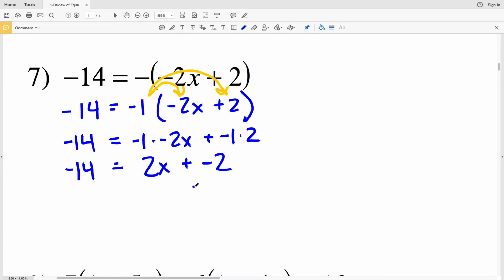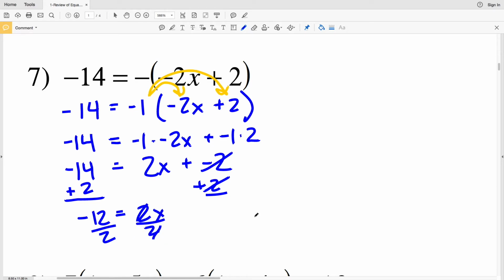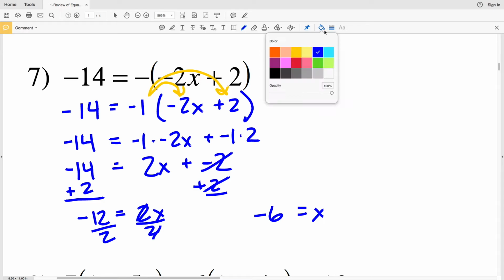Now, I'm going to add 2 to both sides, and that'll isolate the 2x. So negative 14 plus 2 is negative 12, and that's equal to 2x. And when I divide by 2 on both sides, I get that negative 6, since negative 12 divided by 2 is equal to negative 6, and negative 6 is equal to x.